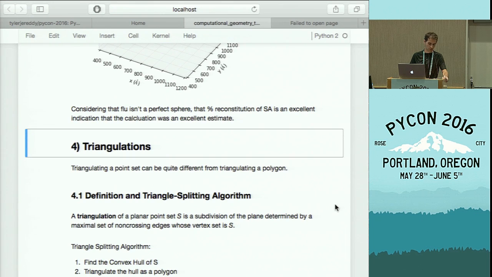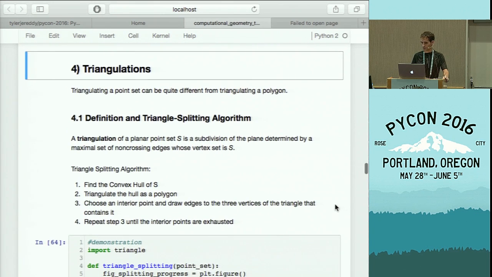So I'll now move to triangulations. And this can be quite a different scenario than triangulating a polygon, because we're now working with point sets.